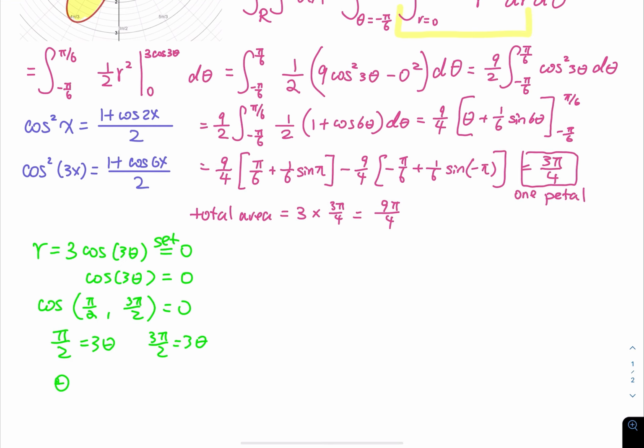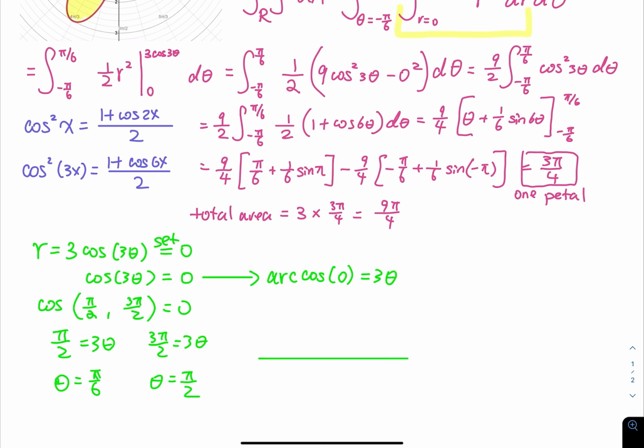So this one you have theta equals pi over 6, and that one you have theta equals pi over 2. Are we good? According to your logic, that is right. But you have to think about the arc cosine. You actually have to think about the inverse cosine, arc cosine of 0 equals 3 theta. And then you have to recall the graph of arc cosine.